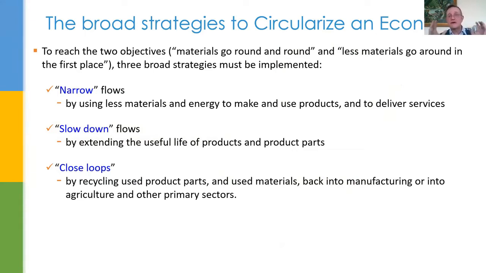We have to narrow the flows by using less materials and energy to make, but also to use products and to deliver services. We have to slow down flows by extending the useful life of products, but also of product parts. And we have to finally close the loops by recycling used product parts and used materials back into manufacturing or into agriculture and other primary sectors if we're dealing with biological materials.